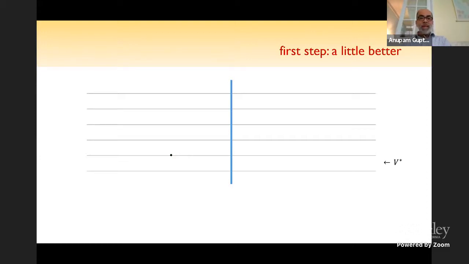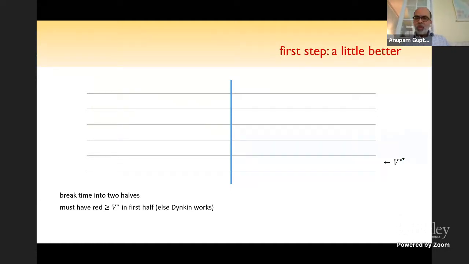I'm going to take all of time between 0 and 1, and break it into two parts, just two halves. So this is just time half in the middle. Now I must have a red item. Just for scaling, I've imagined that V star, the max green item that I'm looking for, lies in this level out here. You just don't know what time it arrives in. It arrives at a uniformly random time.